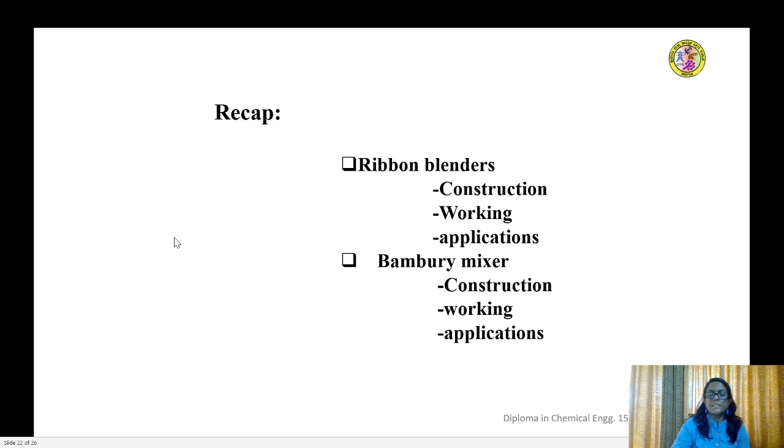So that completes our discussion on ribbon blender and Banbury mixer. Ribbon blenders are those type of mixers in which dry powdery and thin pasty materials are mixed. They consist of troughs inside which there is a central shaft around which the helical or spiral ribbons are wound. Usually two ribbons are mounted on the same shaft such that the two rotate countercurrently during the action.